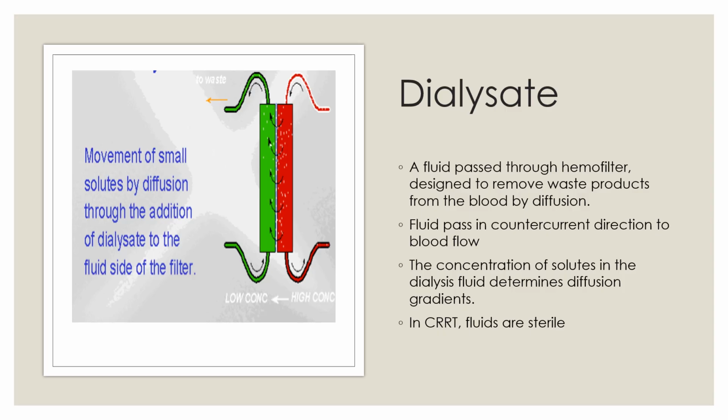Dialysate. Dialysate is fluid which is passed through hemofilter designed to remove waste products from the blood by diffusion. It is passed in the counter current direction to blood flow. The concentration of solutes in the dialysate fluid determines the diffusion gradient, hence solute clearance. In CRRT, dialysate fluids are sterile.